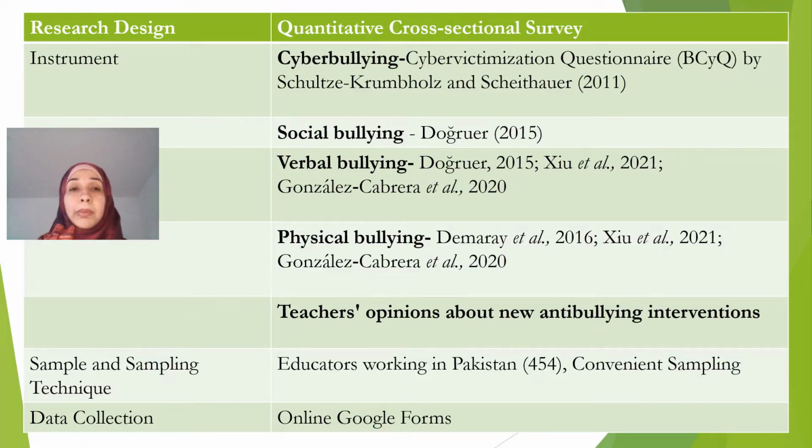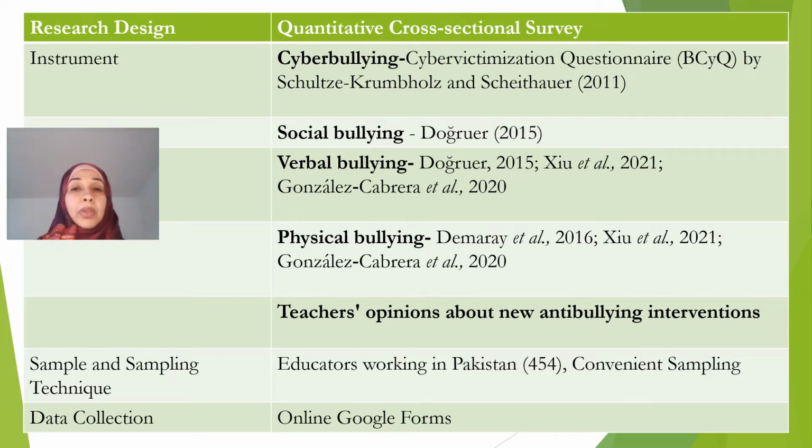So now we're going to talk about the research methodology. It is a quantitative study with a cross-sectional survey. Based on the cross-sectional survey, the instrument that we used to get the information about cyberbullying, social bullying, verbal bullying and physical bullying is actually a mix of questionnaires taken from different studies.